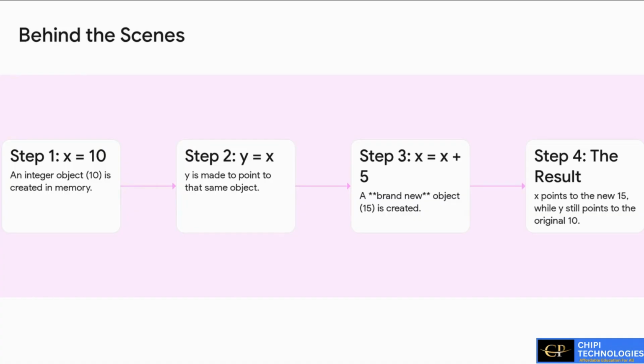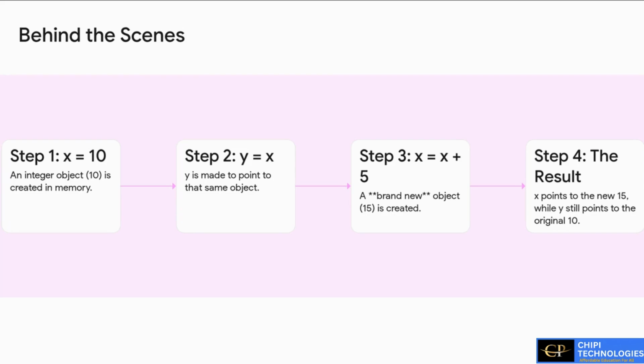So let's replay what Python was actually doing under the hood. When we said x equals 10, Python created an integer object for 10 and put a label called x on it. Then y equals x. Now, Python didn't make a new copy of 10. Instead, it just put a second label, y, on that very same object. So you have two names pointing to one thing.